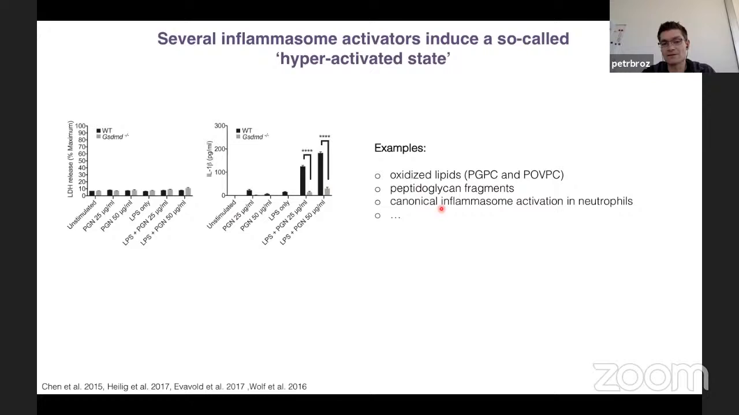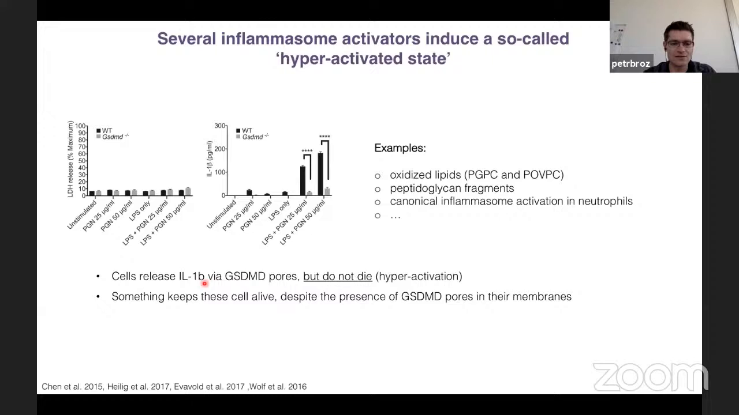Or for example, you can also observe that in neutrophils after canonical inflammasome activation, the neutrophils don't die, but release cytokines in a gasdermin D dependent manner. So this suggests that there is some release of IL-1, in this case through gasdermin D pores, but the cells do not die. So this is this hyperactivation. They are still alive, not lysing, and they release IL-1 through the pores. So something keeps these cells alive despite the presence of gasdermin D in their membranes.